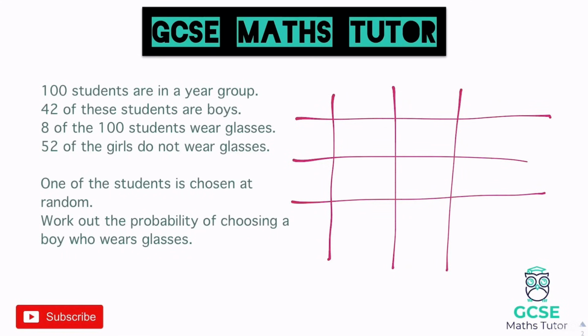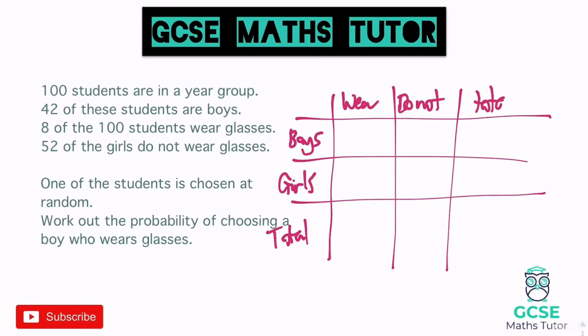So we could have boys and girls on the side. Again, you could have them at the top, but I'm going to put them to the side. And then you've got a total down the bottom. And then we've got whether they wear or do not wear glasses. And again, we've got a total here. So what I'm going to do is put the numbers within the question. We've got 100 students in the year group, 42 of them are boys, 8 out of 100 students wear glasses, so 8 students here wear glasses, and 52 of the girls do not wear glasses, so 52 just here.